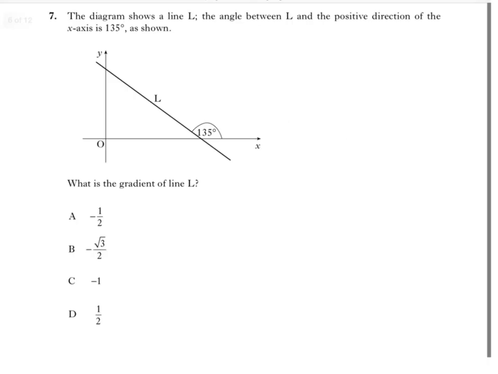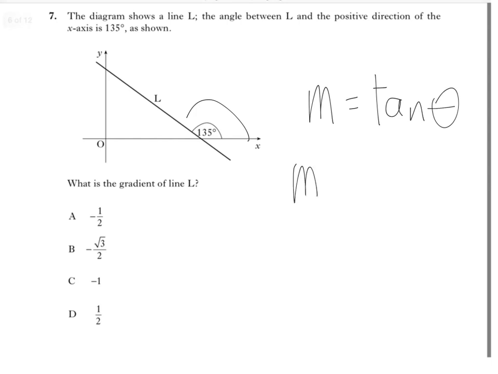Section 15, question 3. The diagram shows a line L. The angle between L and the positive direction of the x-axis is 135 degrees as shown. What's the gradient of L? So remember, this is m = tan θ, and θ is the angle made with the positive direction of the x-axis, so it's tan 135.